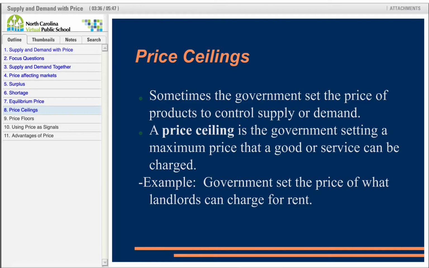Sometimes the government sets the price of a product because it believes that the forces of supply and demand are unfair. When this happens, the new price may favor either consumers or producers. Sometimes the government sets the price of products to control supply or demand. A price ceiling is the government setting a maximum price that can be charged for a good or service. Example: the government sets the price of what landlords can charge for rent.